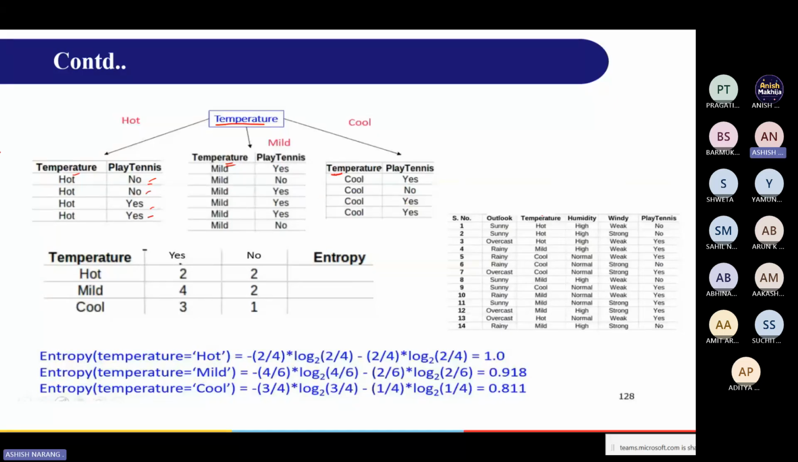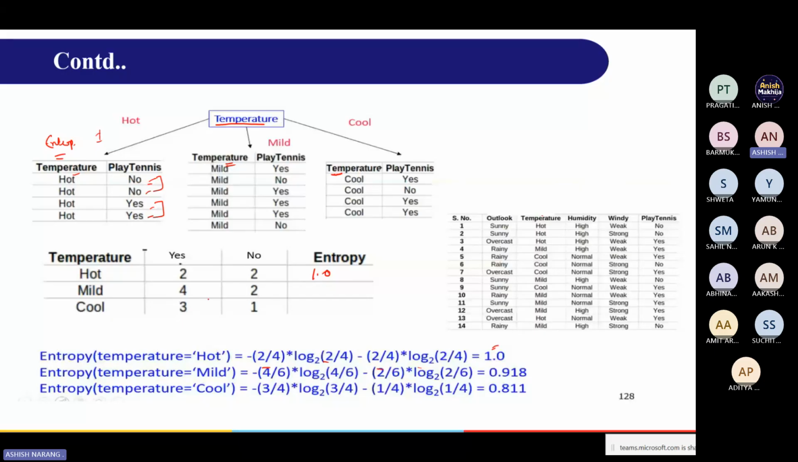Now, if I ask you, what should be the entropy if I talk about the value as hot? Without calculating, you can tell. 1. 50% records belong to one class, 50% to the other. Highest entropy. What is the highest entropy value? 1. Even you can calculate it: minus 2 by 4 log of 2 by 4 minus 2 by 4 log of 2 by 4. We have already done it. Minus 1 by 2 log of 1 by 2. Log of 1 by 2 is 1, so 1 by 2 plus 1 by 2 is 1. So this value is 1.0.